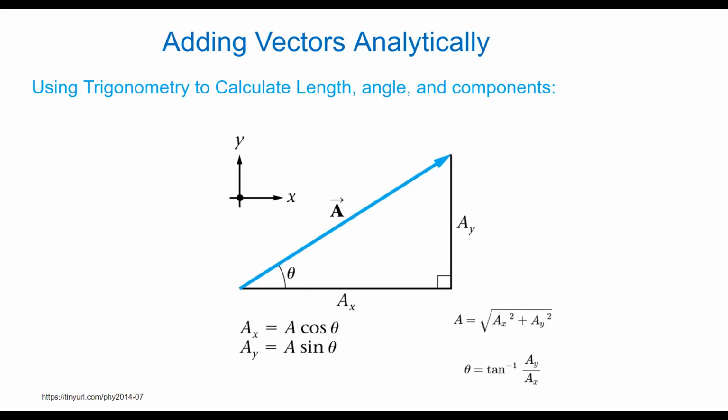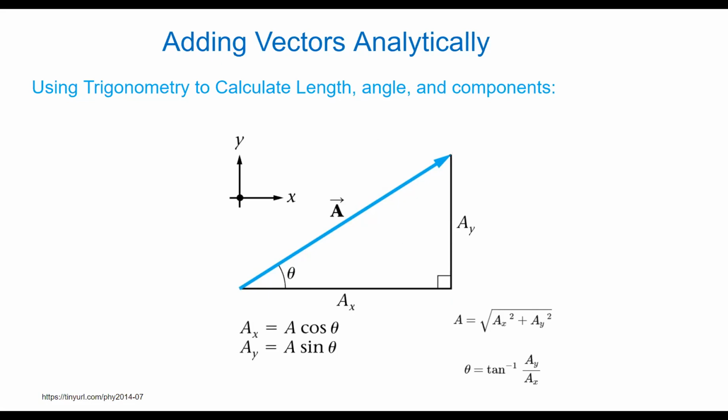Many times in a problem, the angle theta may not be defined in that way. For example, the angle might be defined as the angle between the vector and the y-axis. Then you want to be careful about using these. In that case, you'll use sine for the x and cosine for the y. But it's geometry, so from the trigonometry you can figure that out.